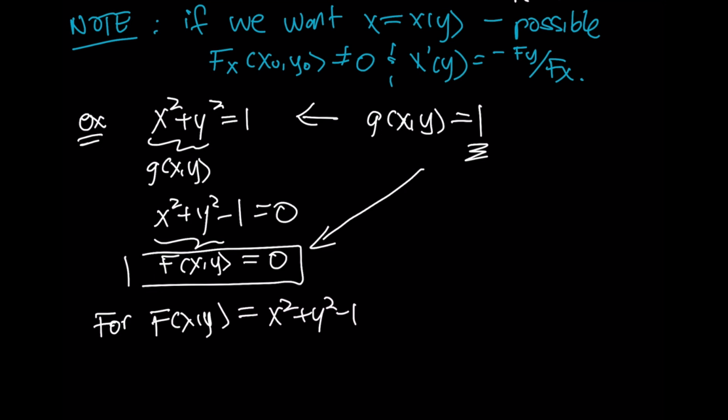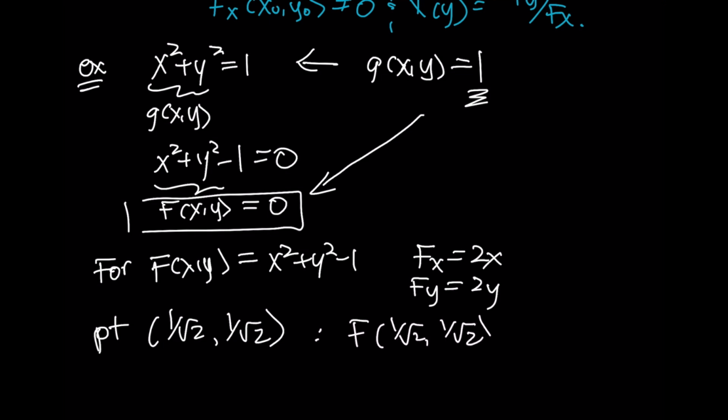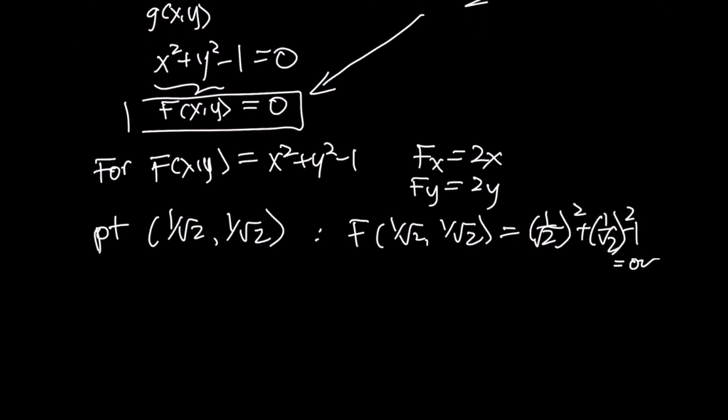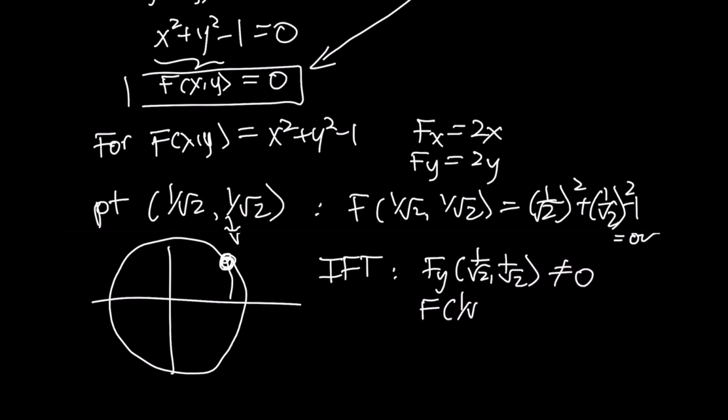The x partial derivative is 2x. The y partial derivative is 2y. The value of that constant doesn't really cause any problems. Now the point 1 over root 2, 1 over root 2. If I were to put that into the function, I would find that yes, it does satisfy the requirement that the function equals 0. So if we take a look at a picture of the unit circle, if we go to this point 1 over root 2, 1 over root 2, the y partial derivative at the point 1 over root 2 is non-zero. The value of the function is 0. So that means that the IFT applies.